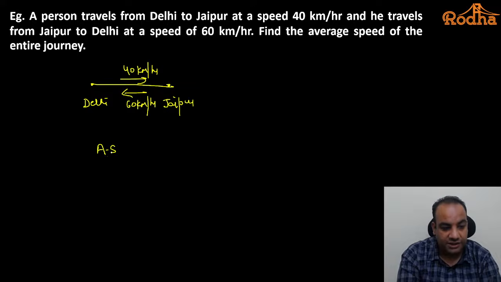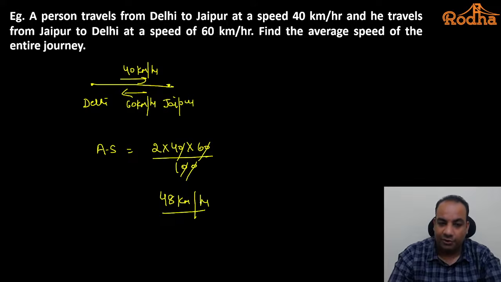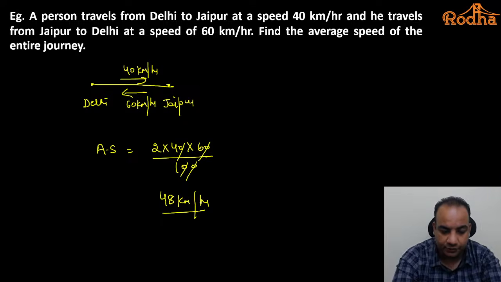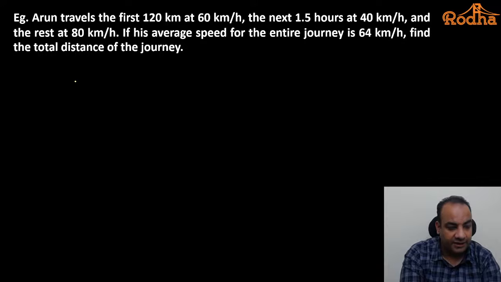You know that the distance from Delhi to Jaipur is the same as from Jaipur to Delhi. So the average speed is 2 s1 s2 upon s1 plus s2. Solve this and you will get the answer as 48 km per hour. So what we have discussed is that average speed is total distance upon total time. If for a distance d the speed is s1, and for the same distance d the speed is s2, then the average speed is 2 s1 s2 upon s1 plus s2. Now, please all of you try this question. By the time, I'm just writing the data.